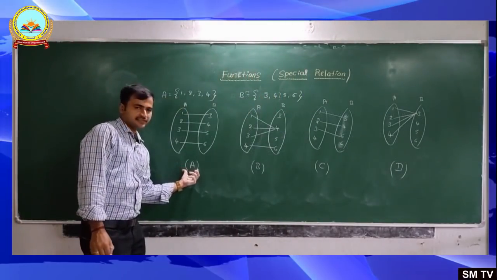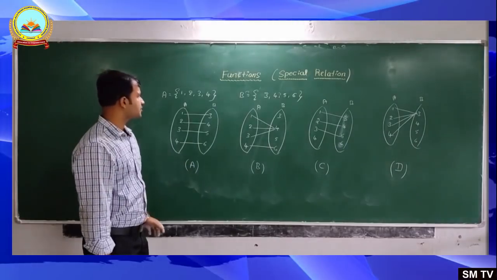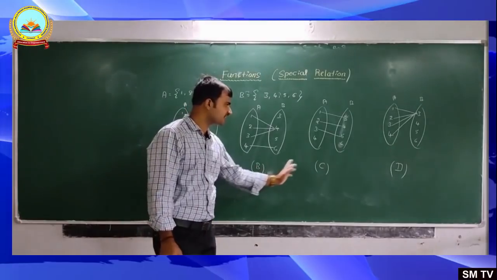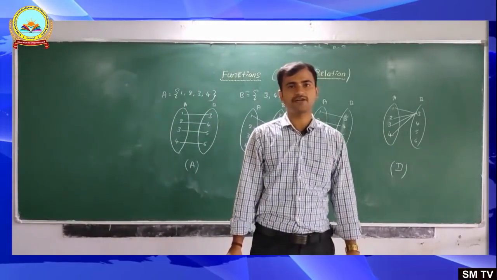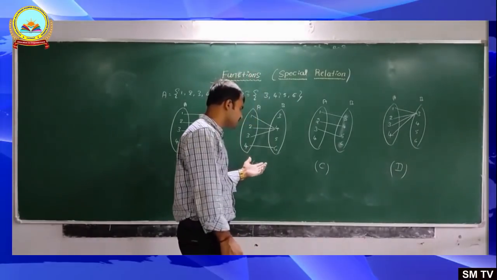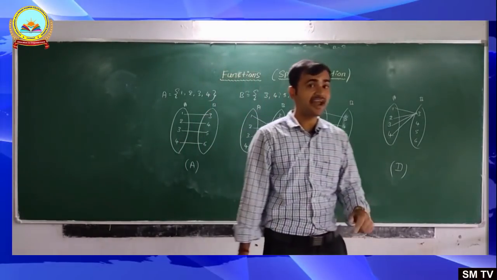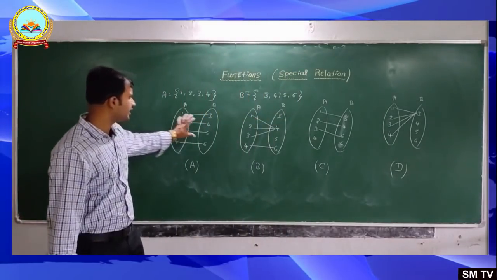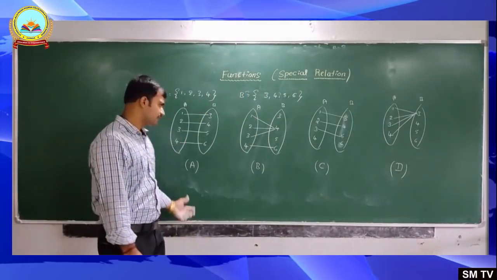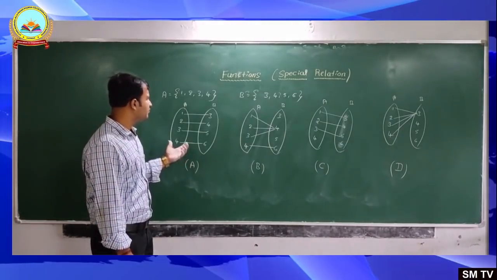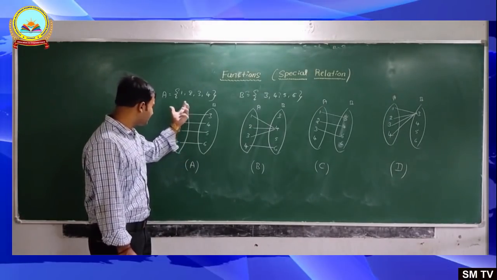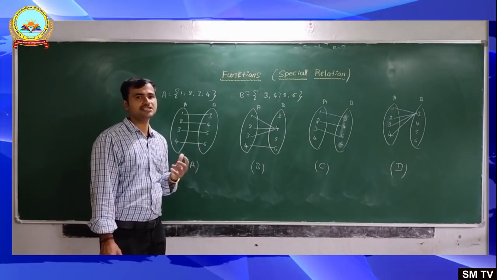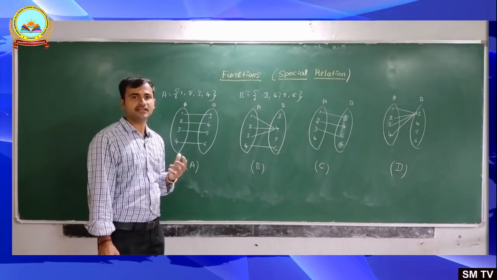First, this is A. Definitely all these A, B, C, D are relations from A to B. Which ones are functions and which are not, and why? First one: is it a function from A to B? Yes, definitely it's a function from A to B because every element of set A has one and only one image in set B.